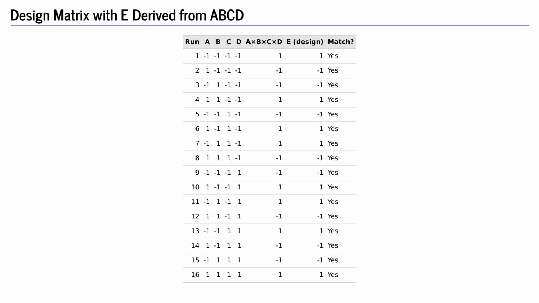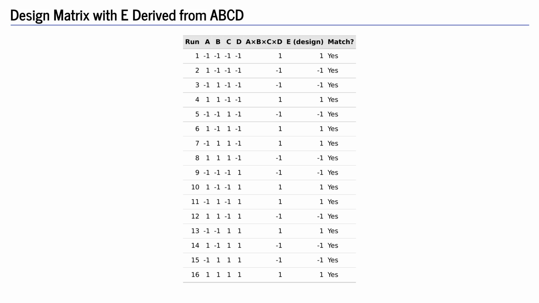The match column in this table confirms what we just argued. For all 16 runs, the ABCD product column and the E design column are identical. Every entry shows yes. This is worth pausing on. Setting E equal to ABCD is not an approximation or a rounding. It is exact column arithmetic. The E column is completely determined by the other 4 columns. There is no new information in E beyond what A, B, C, and D already contain, which is precisely why we could add E without adding runs, and precisely why E and A, B, C, D are permanently confounded.